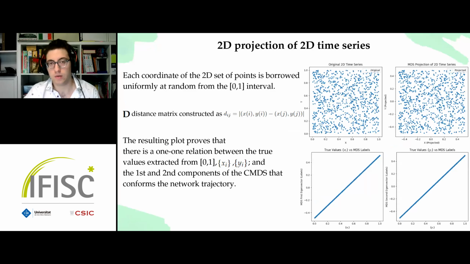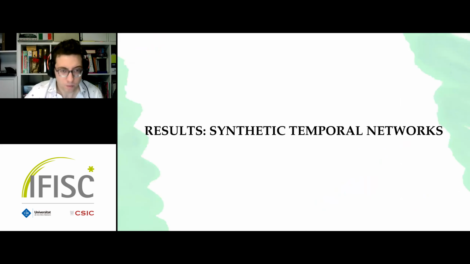The same result is obtained in a 2D time series in which X and Y are generated separately from the 0-1 interval, the coordinate X is generated in one way and the Y coordinate in the same way, and we obtain a bijection in both coordinates. This is very straightforward because this is the result we should obtain, actually.